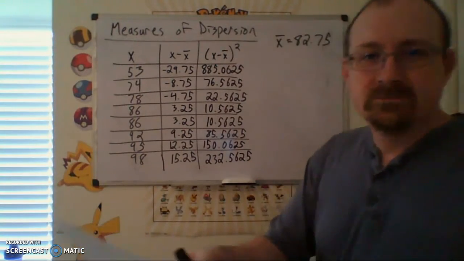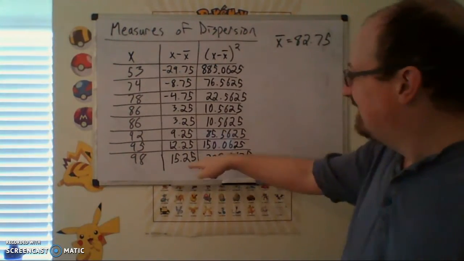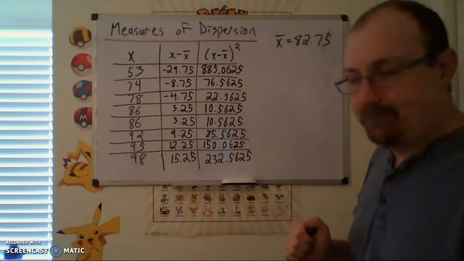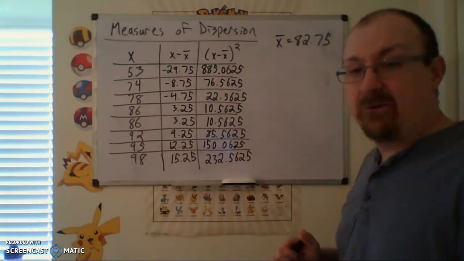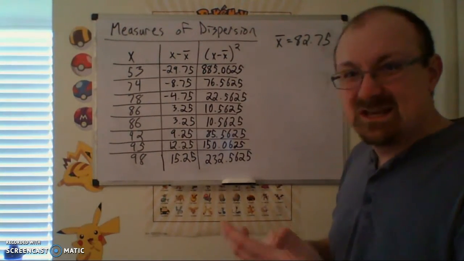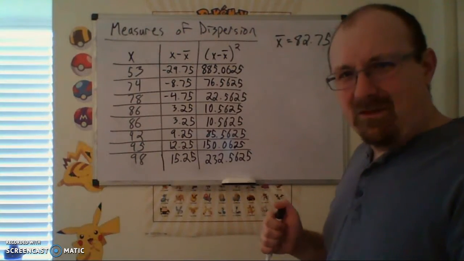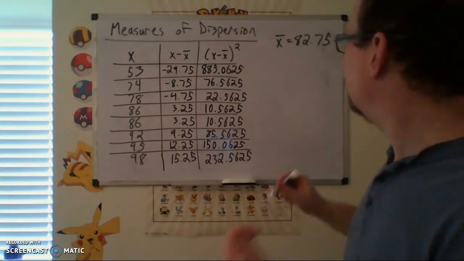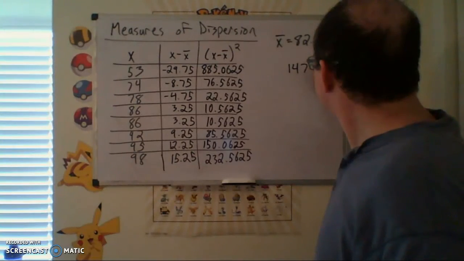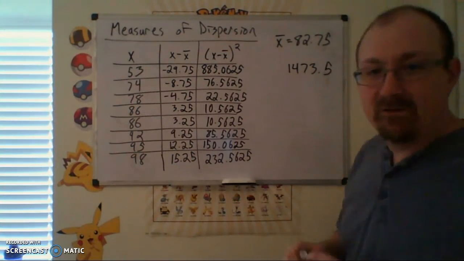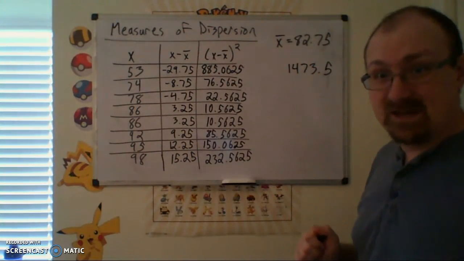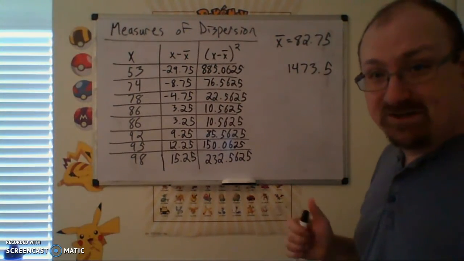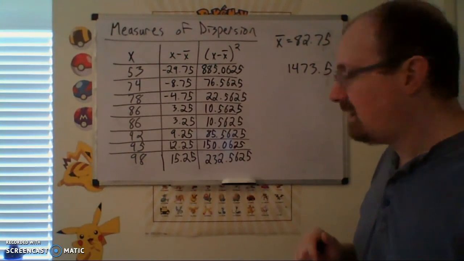All right, so I calculated all these deviations. I've squared all of them, okay? With me so far. All right, so now that I've worked out the squares of these deviations, I'm going to do something kind of like averaging them. So I'm going to add all of these guys up. When I do that, assuming I've done my arithmetic right, and I've done this particular example enough times that I'm pretty sure I did, I would get 1,473.5. All right.